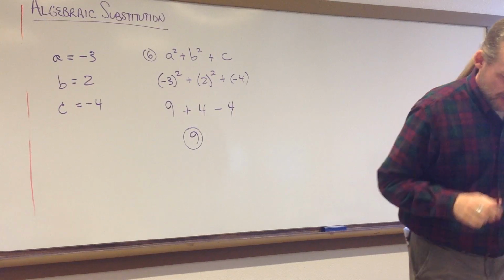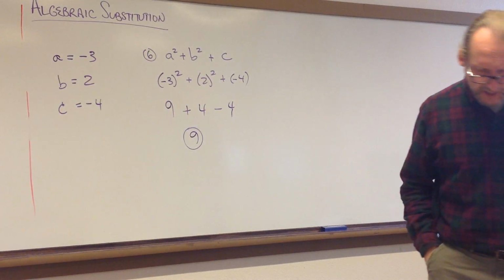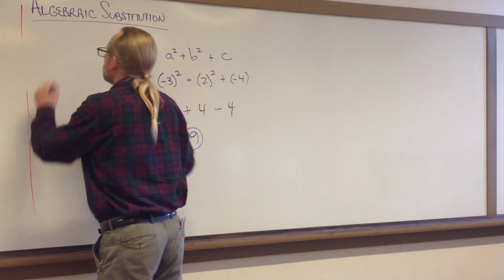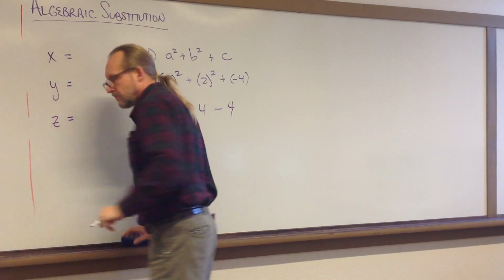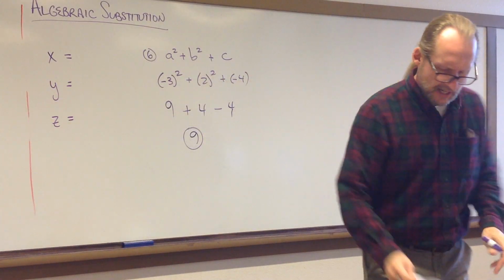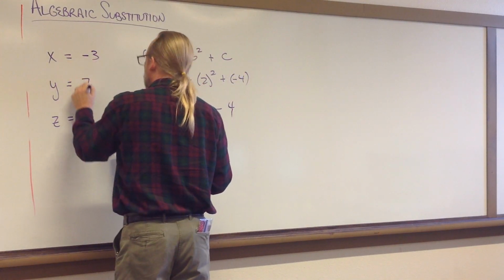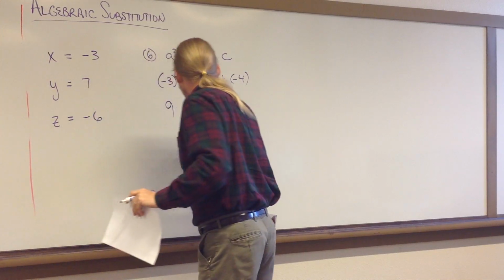Okay, let's keep going here. Now in the next section on page 1, we've got different values and different variables. We've got x, y, and z. In this case, x is negative 3, y is 7, and z is negative 6.